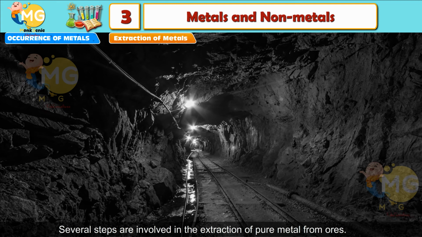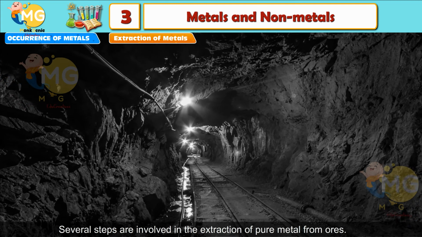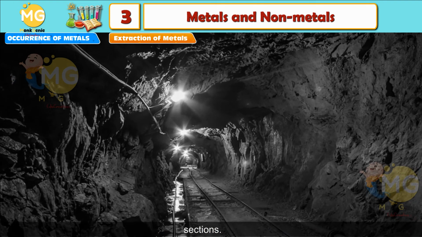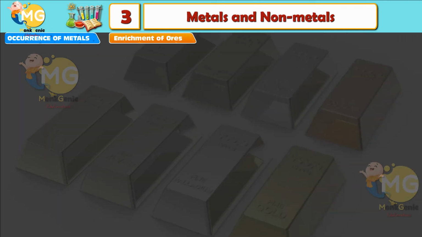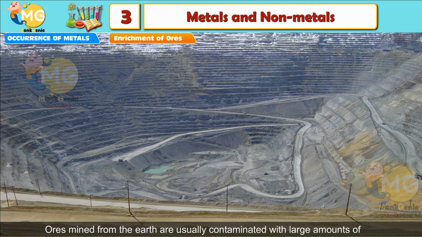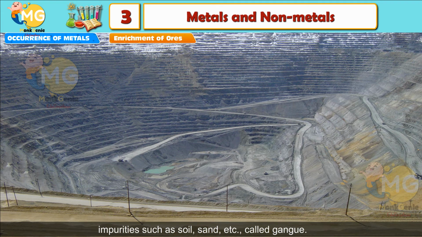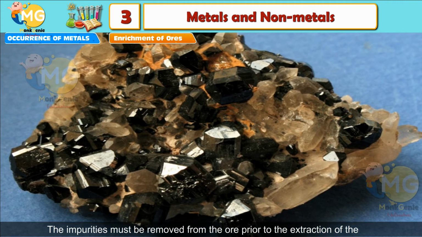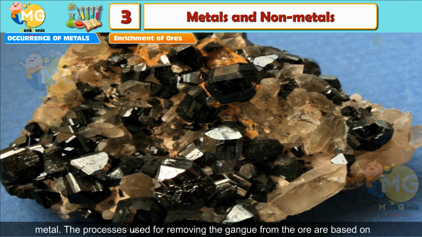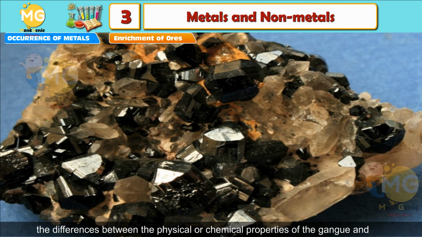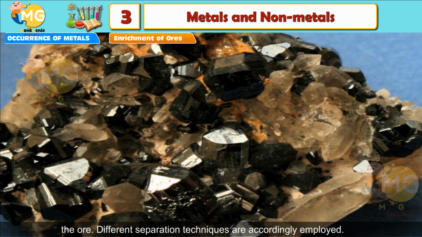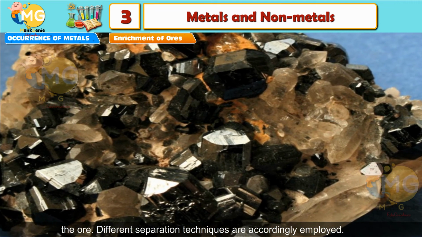Several steps are involved in the extraction of pure metal from ores. A summary of these steps is given in the flowchart, and each step is explained in detail in these sections. Enrichment of ores. Ores mined from the earth are usually contaminated with large amounts of impurities such as soil, sand, etc., called gangue. The impurities must be removed from the ore prior to the extraction of the metal. The processes used for removing the gangue from the ore are based on the differences between the physical or chemical properties of the gangue and the ore. Different separation techniques are accordingly employed.